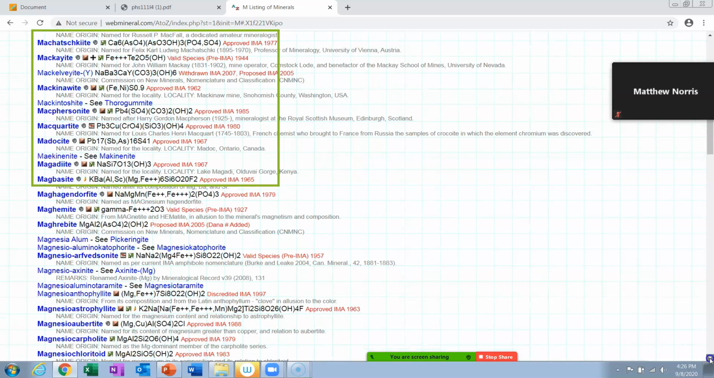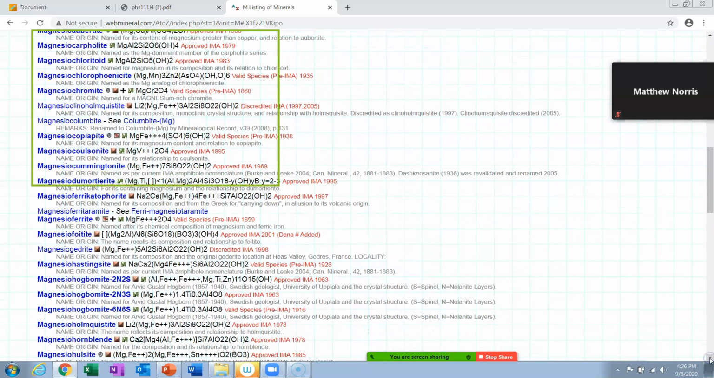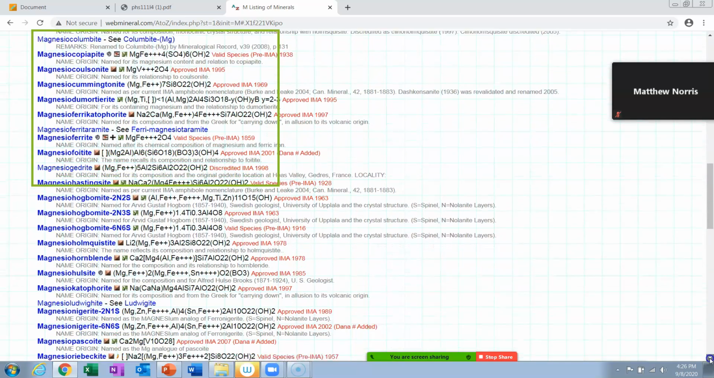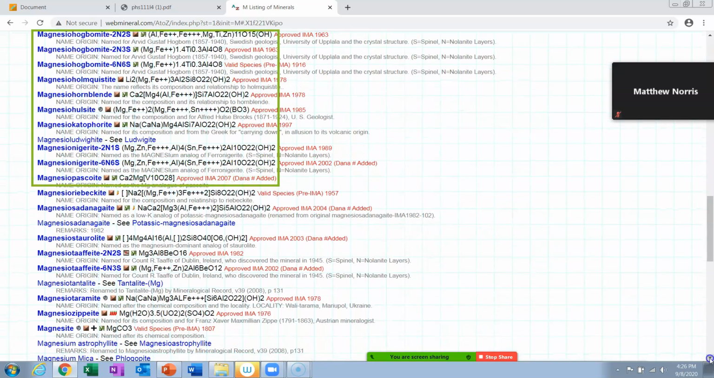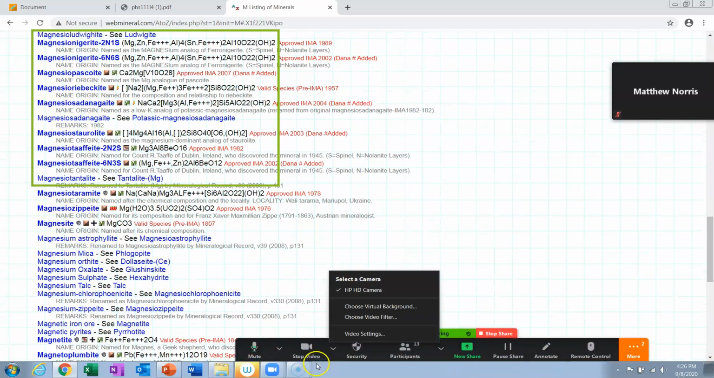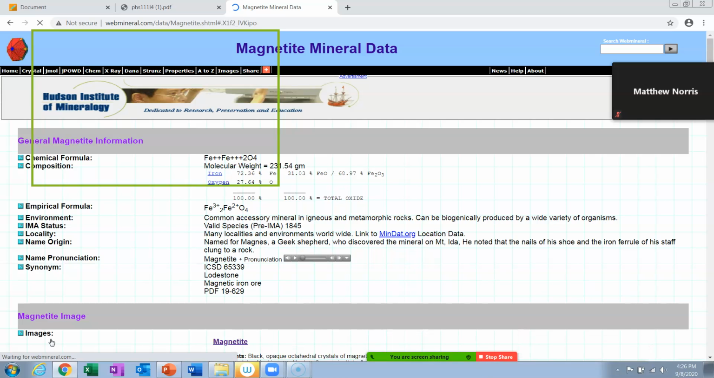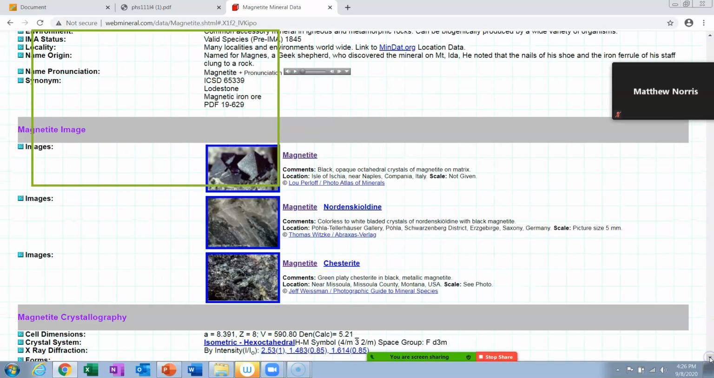I'm not there yet. Still magnet. This is magnesium. Ah, here we go. Nope, not. Oh, there it is. There it is. Magnetite. Okay, and click on that. We're still in webmineral.com, and here you are back. So just keep scrolling down. Once you're in magnetite, there's the image of it.